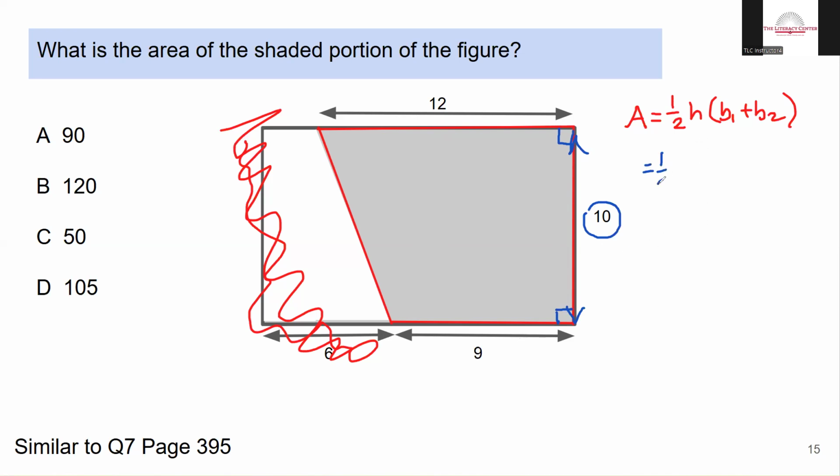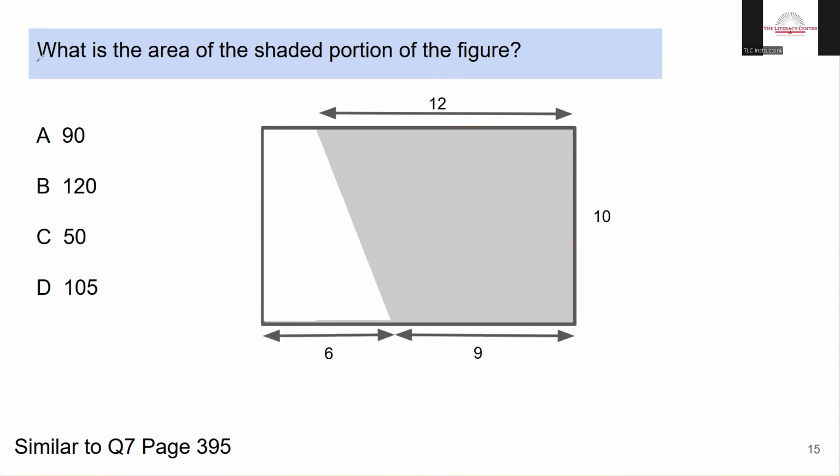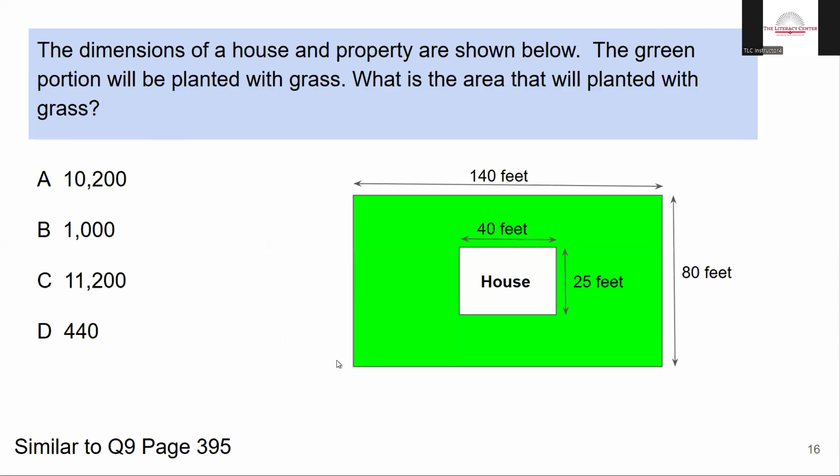So we get 1/2 times 10. And then our height is pointing to our two bases. And those are the only two numbers that we have left. So 9 plus 11. And we get our answer of 105 for the area of that trapezoid. Not too bad once we realize that they're talking about the shaded portion being a trapezoid.